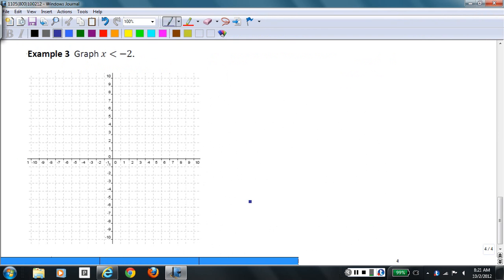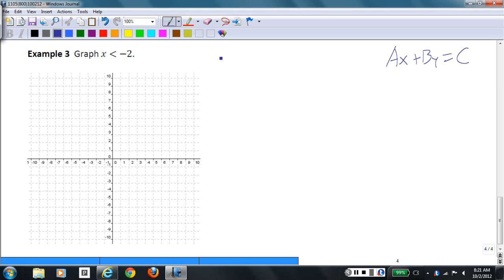Graph x is less than -2. Now, when I write the standard form of the equation of a straight line, ax plus by equals c, this works so long as a and b are not both equal to 0. Usually, a will not be 0, and b will not be 0 either, and it'll give us a slanted line. But if either a or b happens to equal 0, then it does not give a slanted line. Either it gives a horizontal line, in the case when a is equal to 0, and we just have a y but no x, or it gives a vertical line in the case that b is equal to 0, and we have an x and no y.